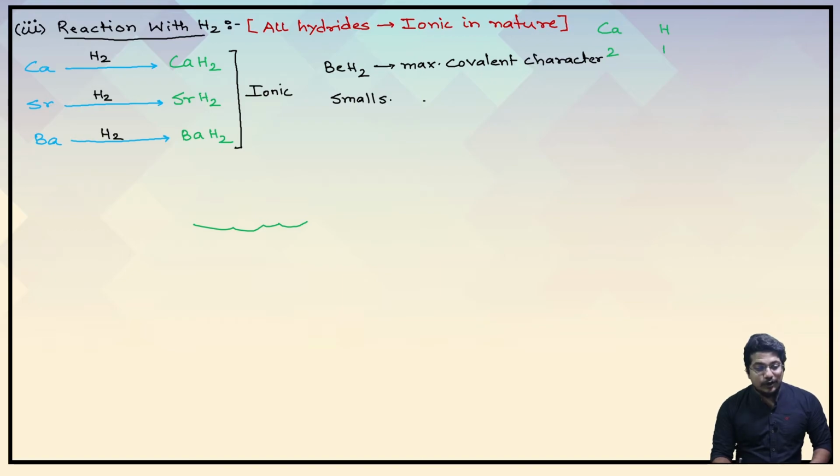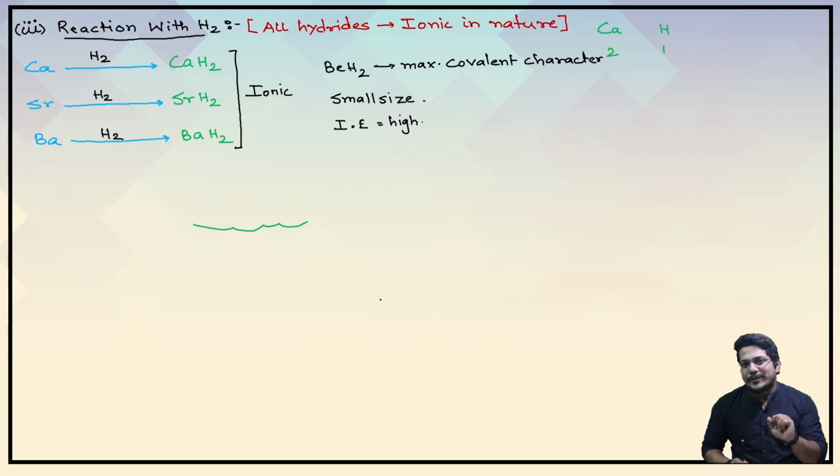Okay, because of the small size, what happens? Since the size is small, a very high ionization energy will be required. So over here you will require very high ionization energy, and it's because of these two major reasons that the anomalous property of beryllium comes into the picture. Okay, so let's move further.